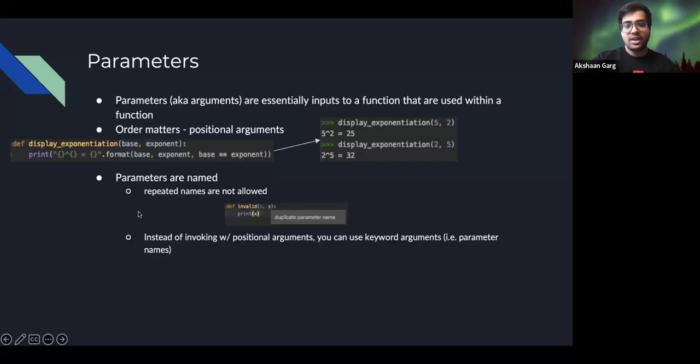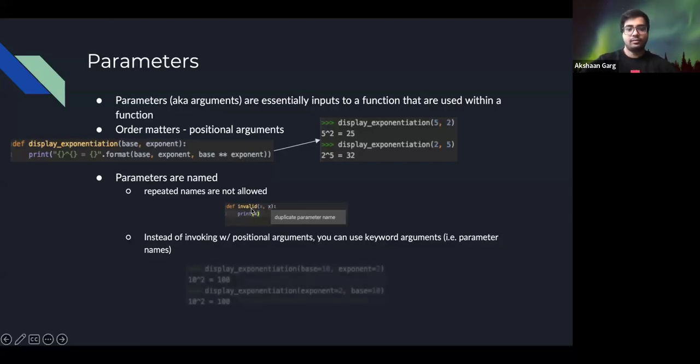Parameters are also named, right? So repeated names are not allowed. So if you try to define two of the same arguments, that will not work because you need two different variable names within the function to be able to differentiate between the two, right? So instead of invoking with positional arguments, you can also use keyword arguments, right? So let's have a quick look at that.